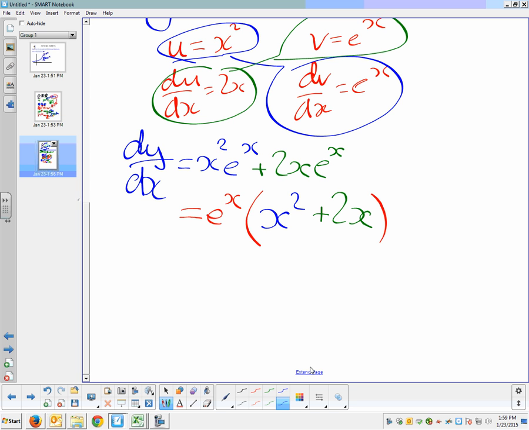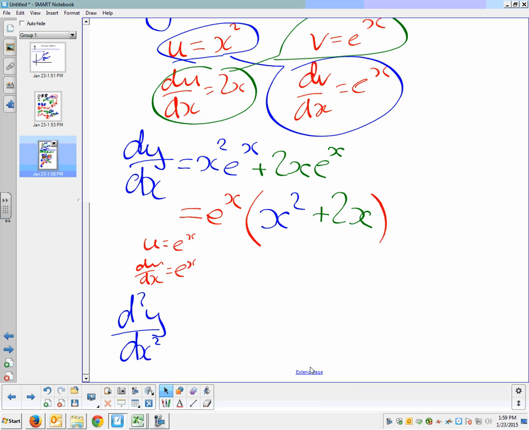So if I wanted to find d2y by dx squared, now that it's factorized, I can treat u as e to the x, which means du by dx is still e to the x, and I can treat v as x squared plus 2x, which means dv by dx would be 2x plus 2.